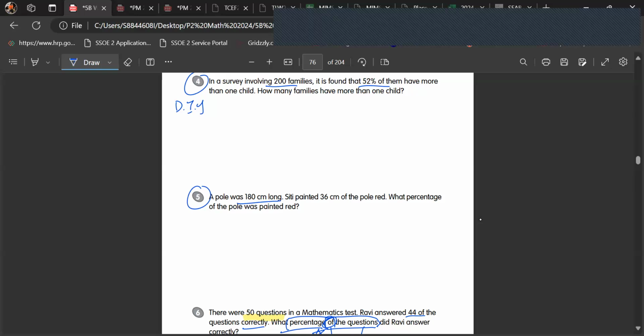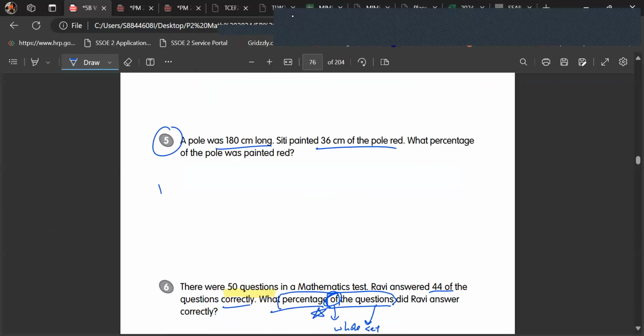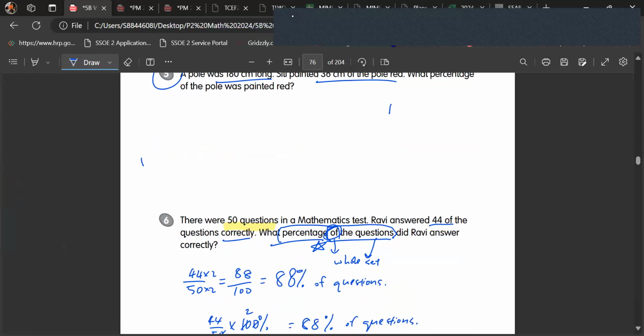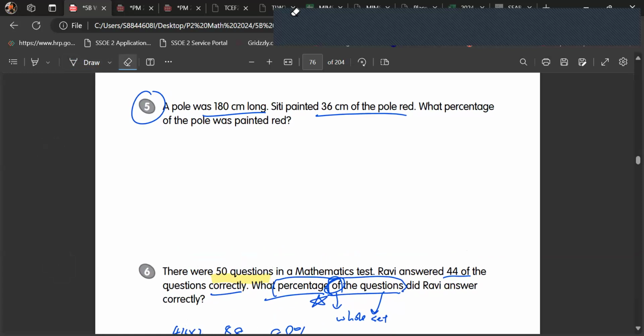So looking at such a question, it may be helpful to draw. So for this question here, I draw a pole. What happened to my drawing? Oh no, what happened to my touch screen suddenly?